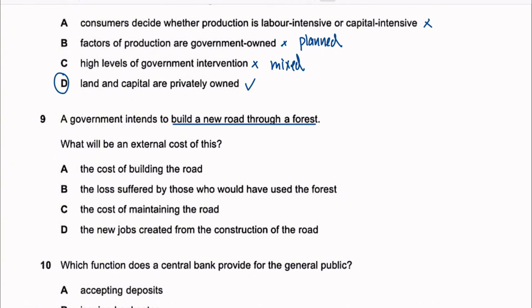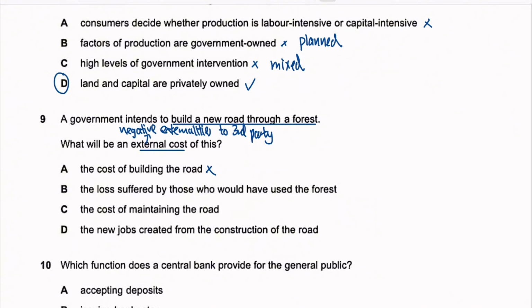What will be an external cost of this? So external cost means the negative externalities or effects to the third party when producing or consuming the good. So you need to know this is the negative externalities. Okay. First, the cost of building the road. No, this is not an external cost. This is the actual cost of producing or consuming the good.